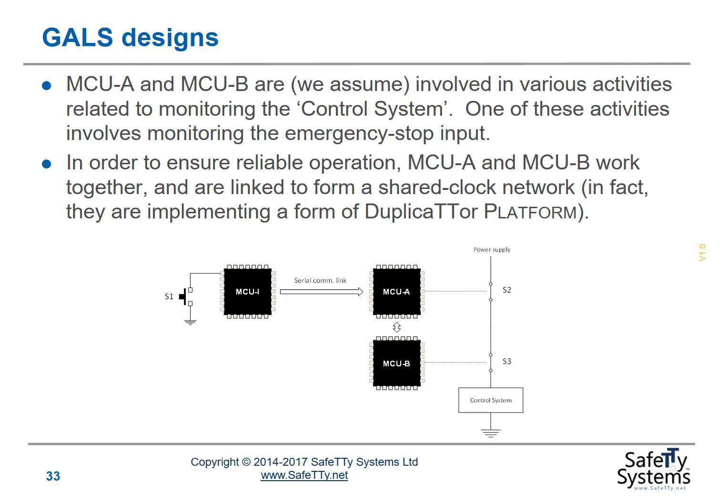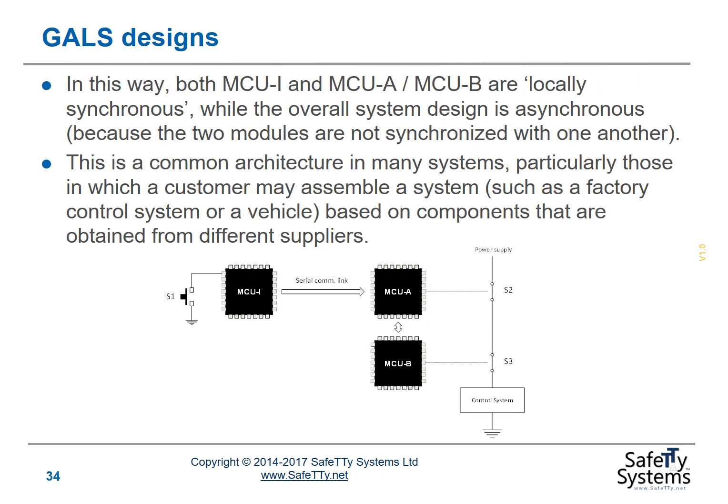MCU A and MCU B are, we're going to assume, involved in various activities relating to monitoring the control system in this case. One of these activities involves monitoring the emergency stop input. In order to ensure reliable operation, MCU A and MCU B work together and are linked to form a shared clock network. So this is again a duplicated platform. In this way, MCU I and MCU A/B are locally synchronous, while the overall system design is asynchronous, because the two modules are not synchronized with one another.